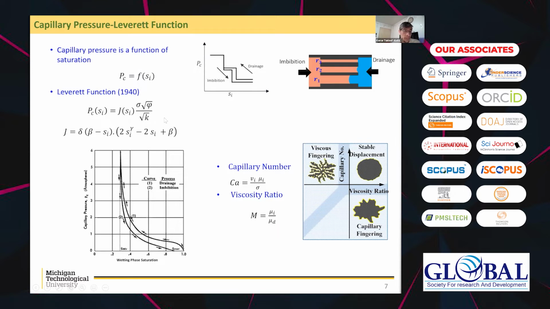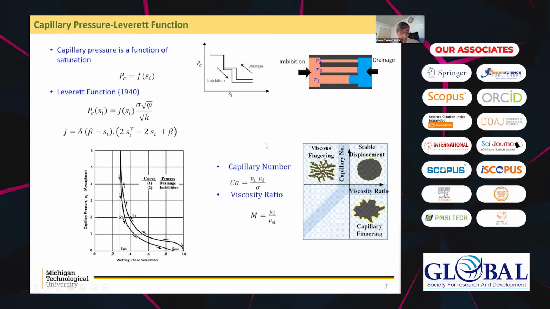Leverett was the first to estimate the capillary pressure in terms of saturation, and he provided a correlation that can be used to extrapolate the capillary pressure for any porous media, based on the porous media properties and the interfacial tension between the two immiscible fluids. At the end, J is the curvature for the pore size distribution, which can be used for any porous media.